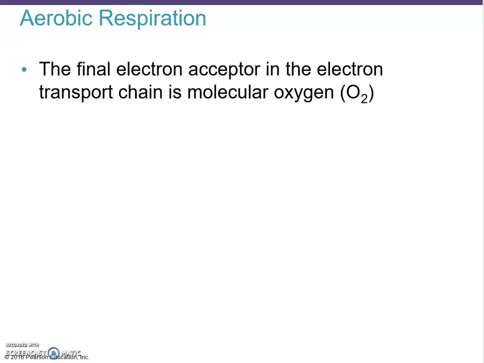Now, once the electrons have released all of their energy and the hydrogen ions went down their concentration gradient, now everything has really low energy, but it's got to go somewhere. And so we're going to use oxygen as our final electron acceptor. So that means we're using oxygen to accept these low energy electrons, these low energy hydrogen ions, and we're going to put it all back together to make metabolic water, H2O.